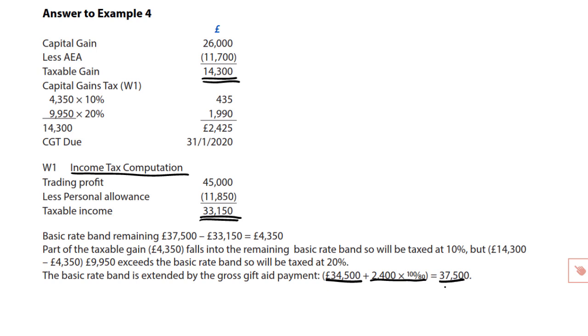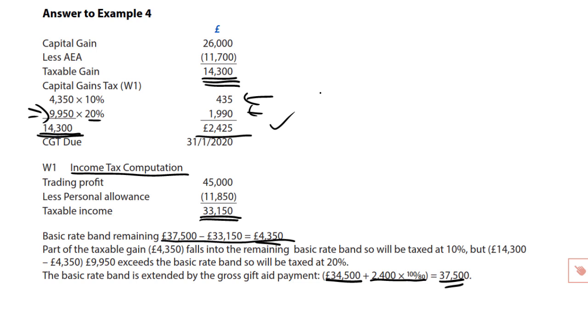Well, 3,000 plus 34,500, there was the 37,500. Work out the basic rate band remaining by taking 33,150 now from 37,500. That's what gave us our 4,350. Now you can do your tax calculation. 4,350 of the £14,300 worth of taxable gains at 10%. Take your 4,350 away from 14,300, leaving you with a balance of 9,950, and that's now into the 20% band. Calculate that figure, add it together, and there, I hope, computation permitting, there is your CGT liability.